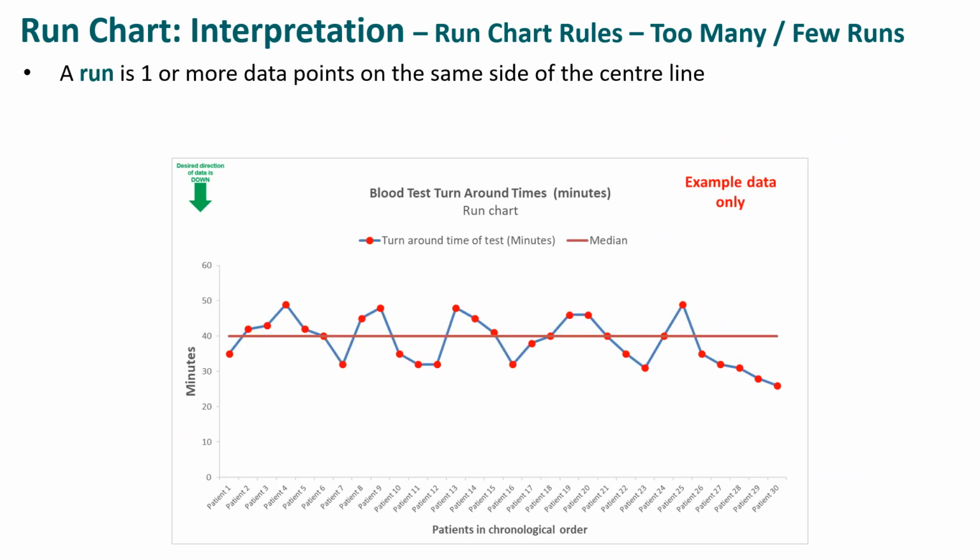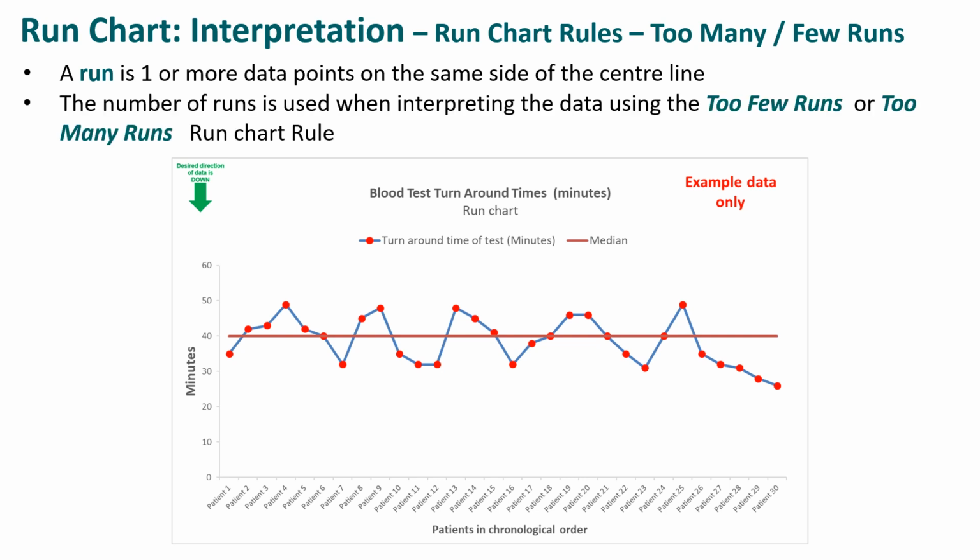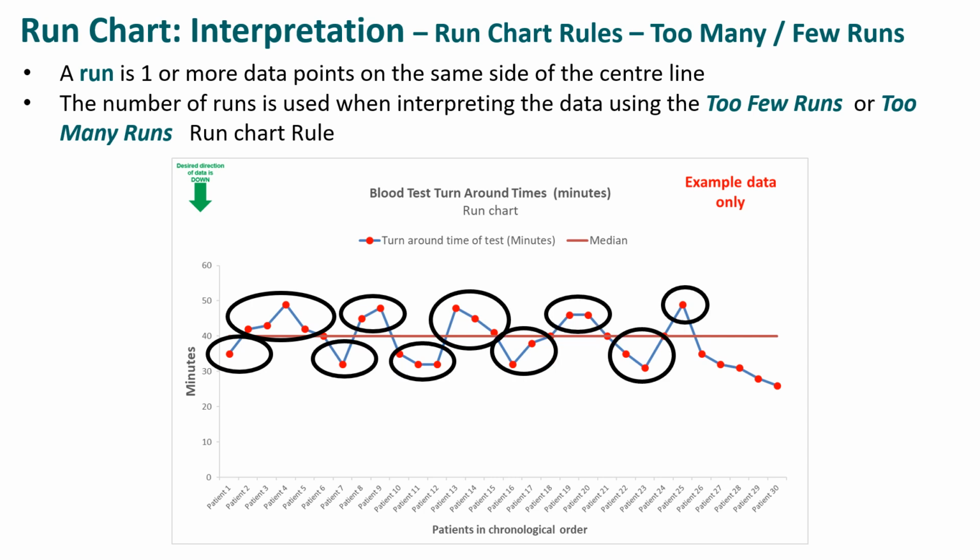So what is a run in a run chart? A run is 1 or more data points on the same side of the center line. The number of runs is used when interpreting the data using the too few or too many run chart rules.